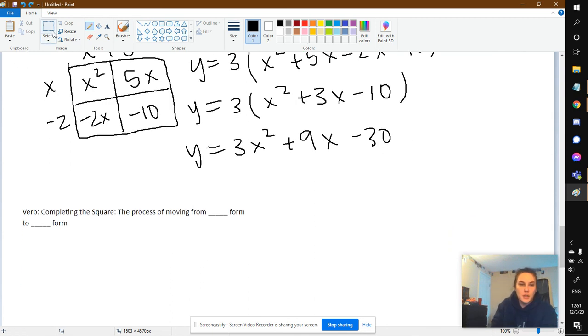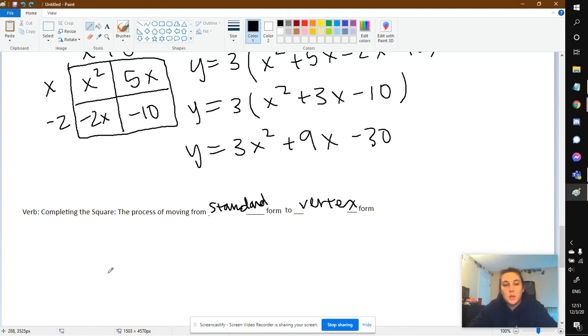And the last thing we want to take notes on is the verb completing the square. We want to say that's going from what form to which form. Completing the square is going from standard form to vertex form. This is not something we're going to be tested on this year. It is something cool to know. It's in one of the videos prior. But for right now, we just want to know that that is the process. That's the verb we use when we go from standard to vertex form.